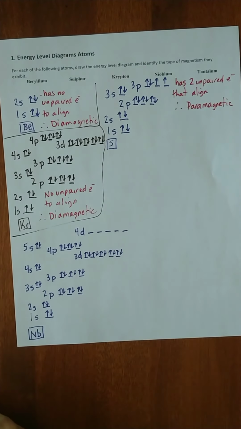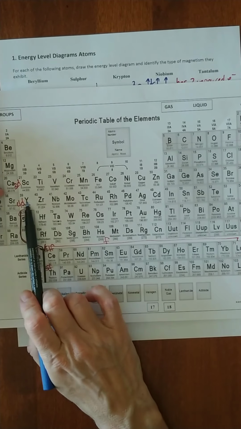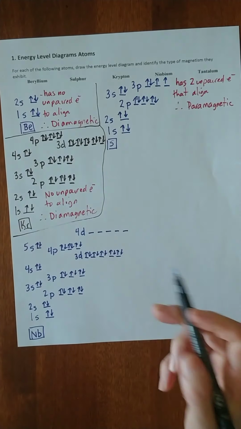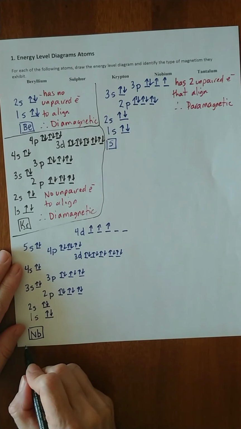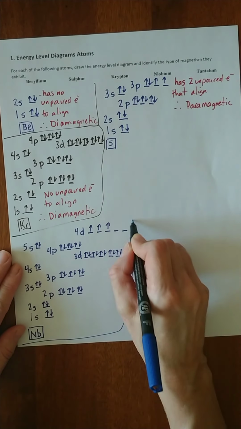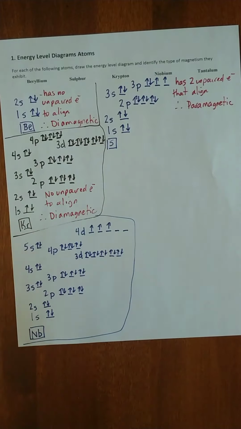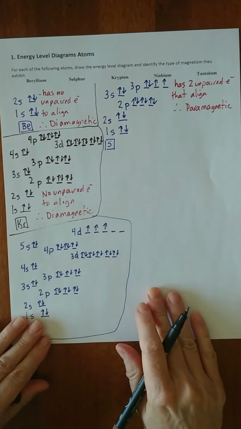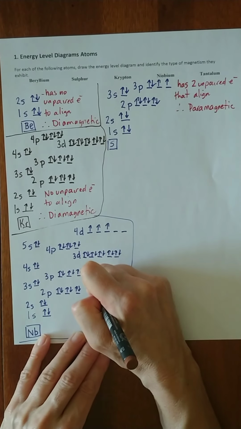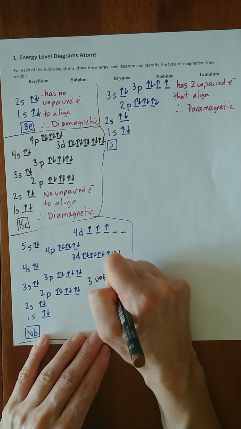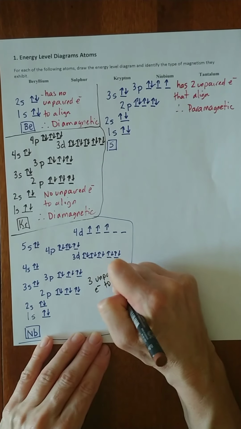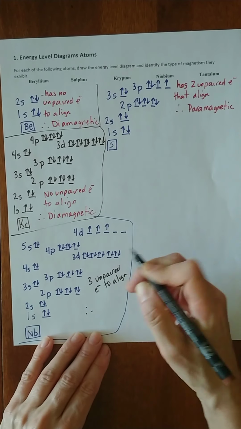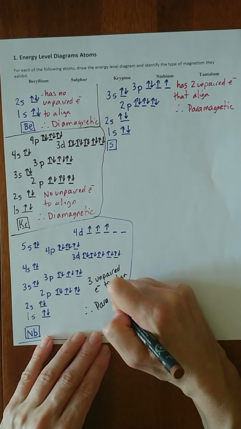you'll notice that NB is the 1, 2, third one over. So we're going to put in 1, 2, 3. And that's the energy level diagram for NB. Again, type of magnetism, you have 3 unpaired electrons to align. Therefore, this is paramagnetic.